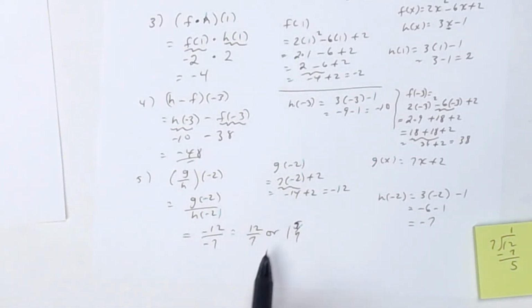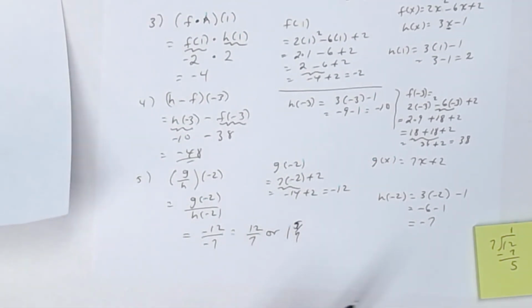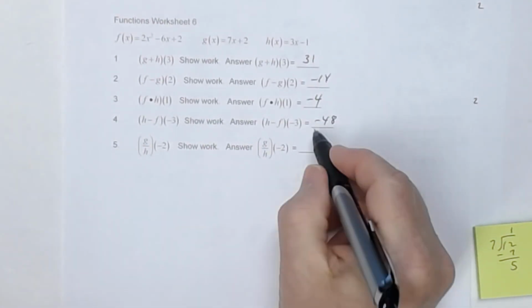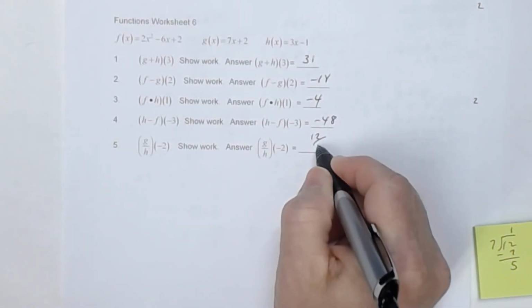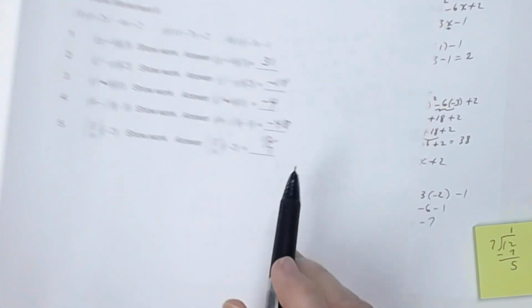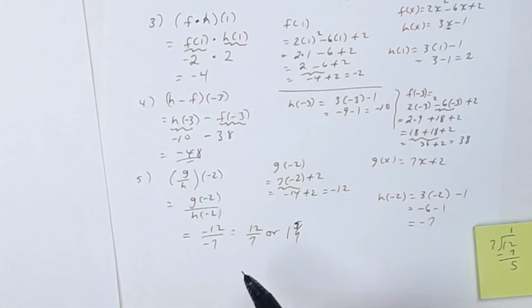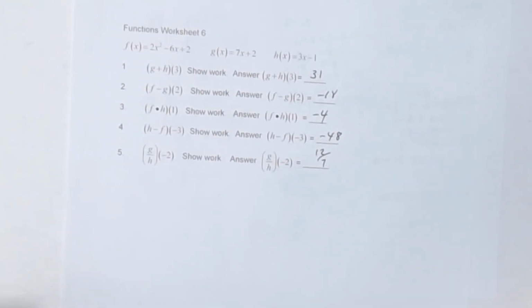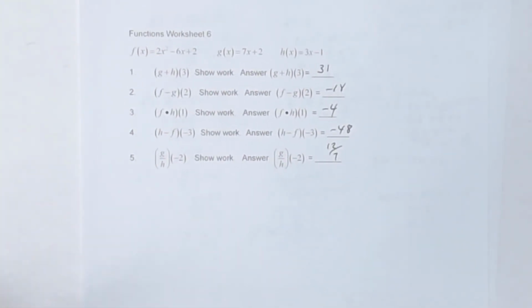Okay, I'm going to leave it as the improper fraction 12 sevenths. So that's 12 sevenths, not negative 12 over negative 7. You need to know that a negative divided by negative is a positive and use that fact. All right, so that's it. So that is the key to this worksheet on the algebra of functions.